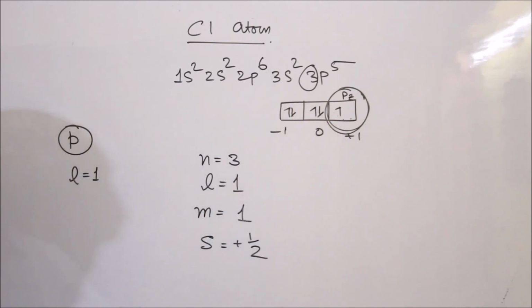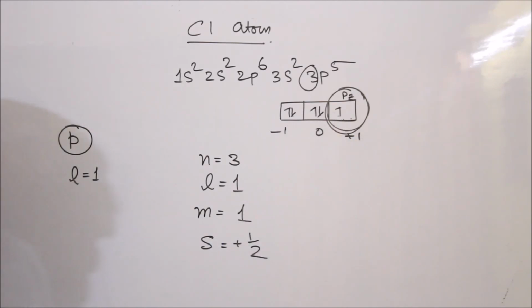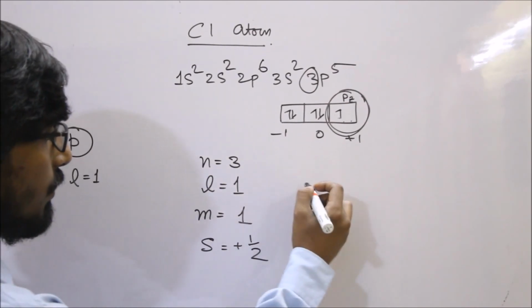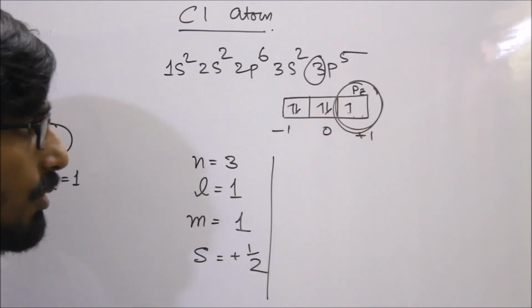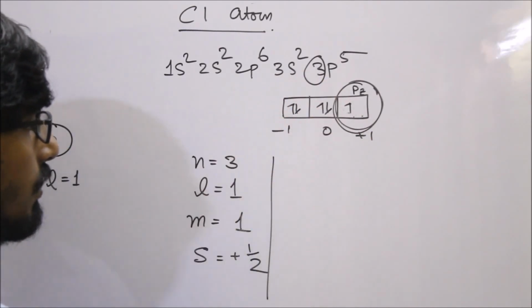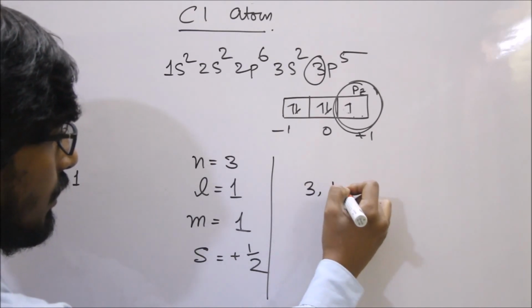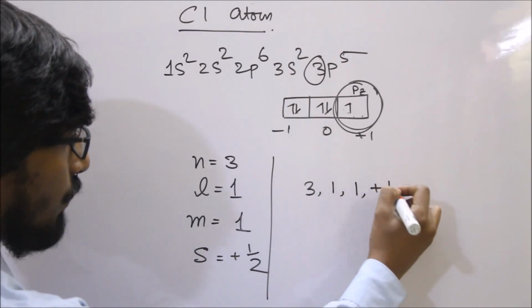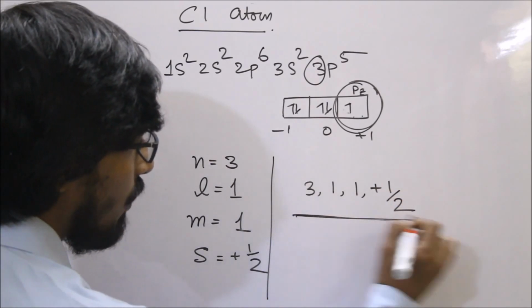This electron has a spin plus half. So the set of quantum numbers of this electron, that means the unpaired electron present in the chlorine atom, will be 3, 1, 1 and plus half. So this is our answer.